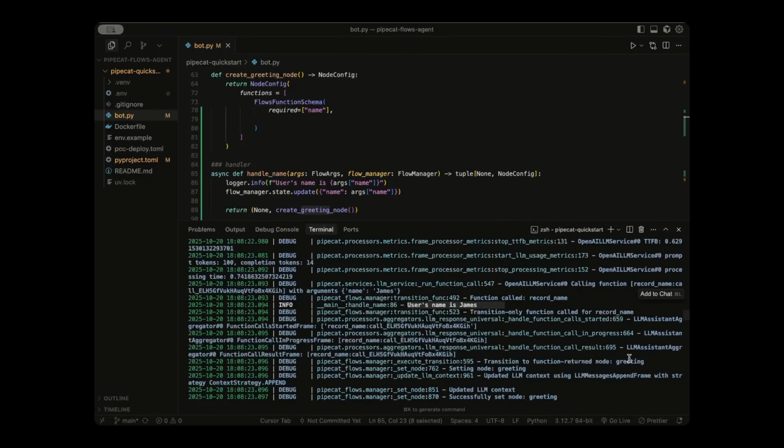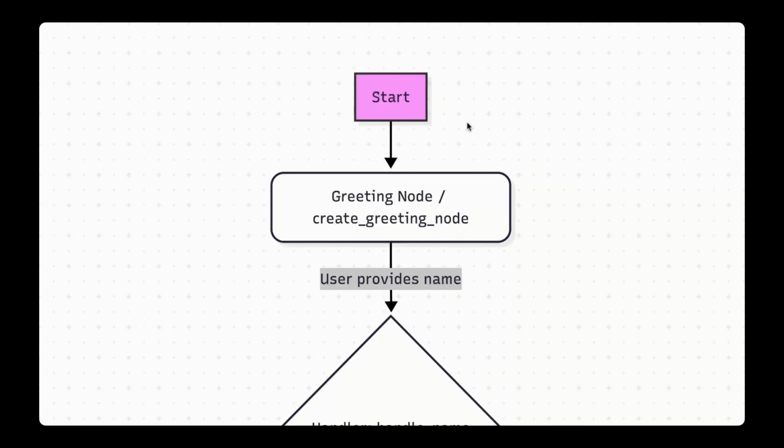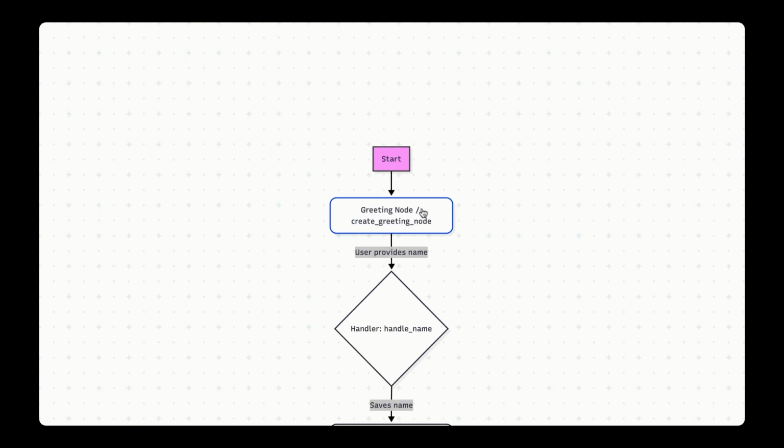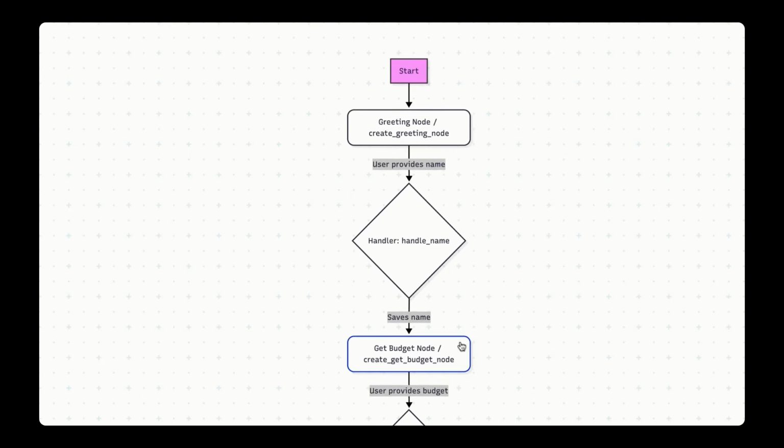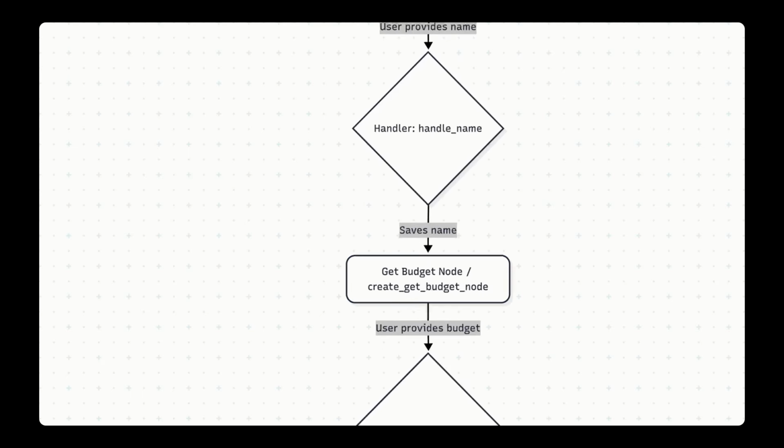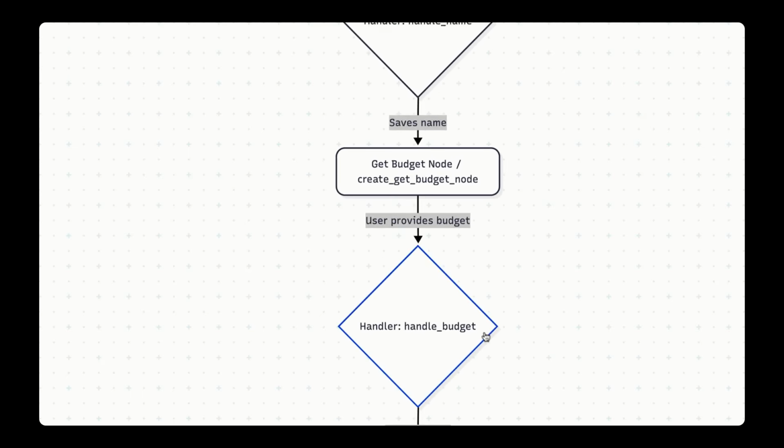We just need to keep building out our lead qualifying system. At this point, we just have our start and greeting node, and then we handle saving the name with our handler. Let's go one step further and create the get budget node, and that'll have our agent ask for our budget and then save it with the new handler. So let's get back into the code.